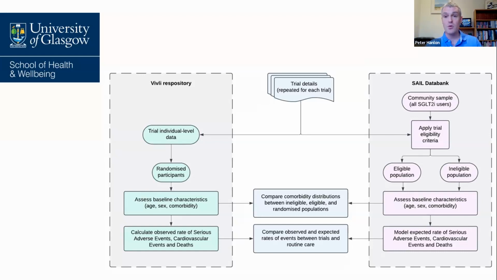In parallel to that, we accessed the SAIL databank. This is a routine care database of about 70% of the population of Wales. We looked at all new users in the last 10 years or so of SGLT2 inhibitors with type 2 diabetes. We then applied the inclusion criteria for each trial to that population, identified those who would have been eligible and would have been ineligible, and then we looked at comorbidity in those two populations.